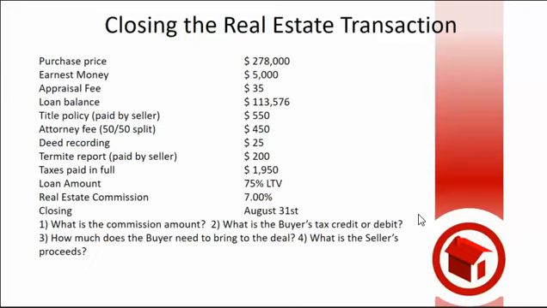So now all we need to do is continue down. Earnest money, $5,000. What did I tell you that was? That's a credit for the buyer because he's already put it down. When he wrote the offer of $278,000, he offered up $5,000 as earnest money. So it's a credit to the buyer. Goes in that lower left-hand box.